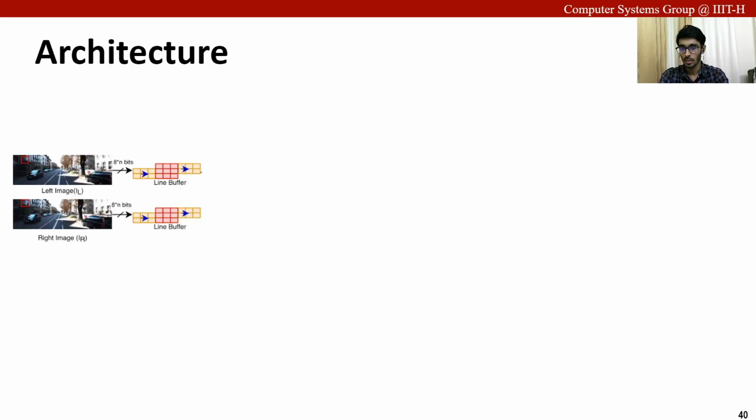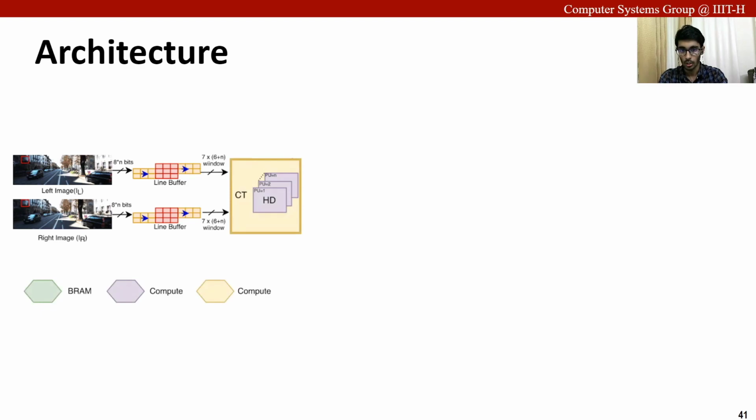Left and right images are streamed from the host onto the line buffer. The line buffer is realized using block RAM. BRAM is parameterized, and in our case it is holding 7 rows. The BRAM then supplies two 7x7 windows to the CT module, which produces initial cost vectors.